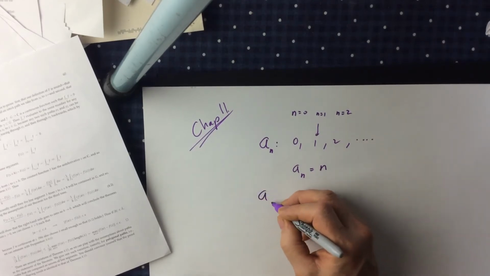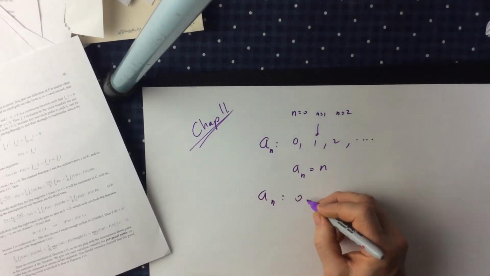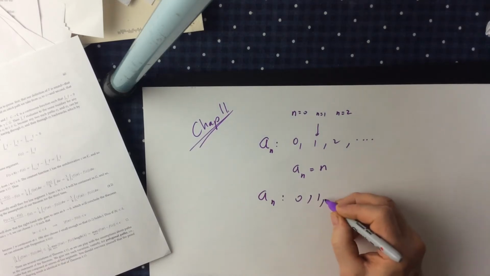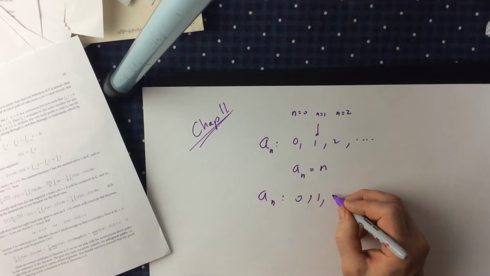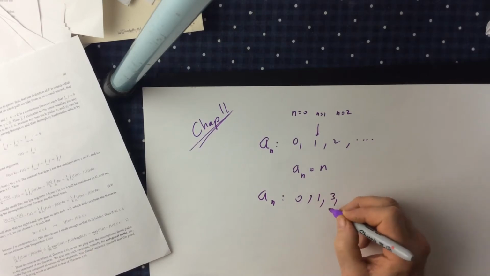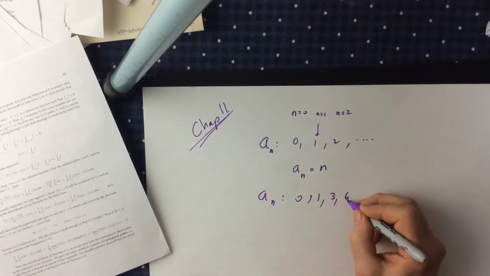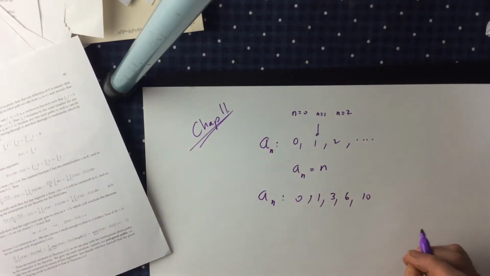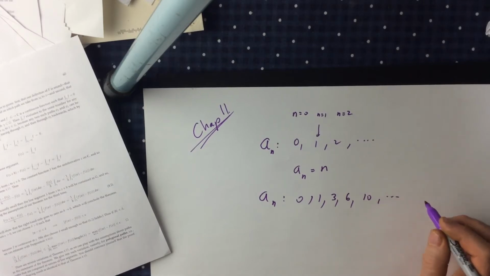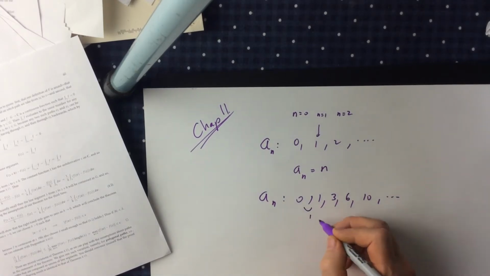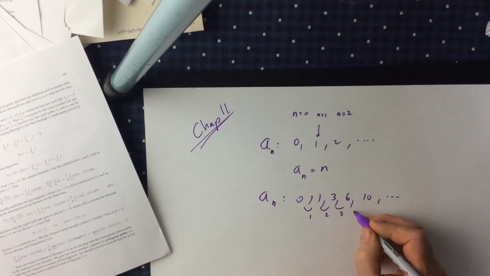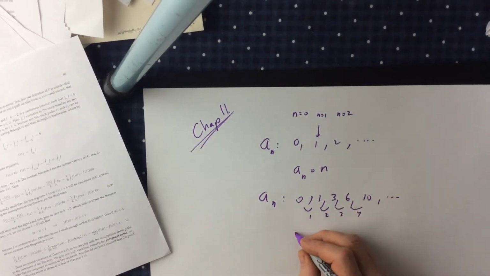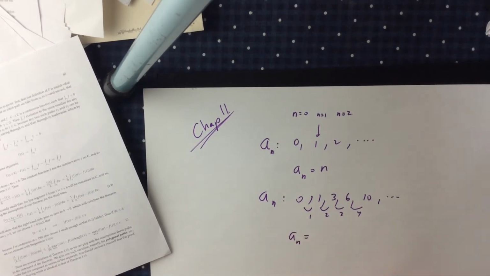Now, another one, let's see if you can figure it out. I'm going to go 0. And the next one, though, is going to be 1. But the next one is not going to be 1 away from it. It's going to be 3. And the next one is going to be 6. And the next one's going to be 10. Now, something is happening. Here the gap was 1. Here the gap was 2. Here the gap was 3. Here the gap was 4. Can you spot a formula that says what a_n is?